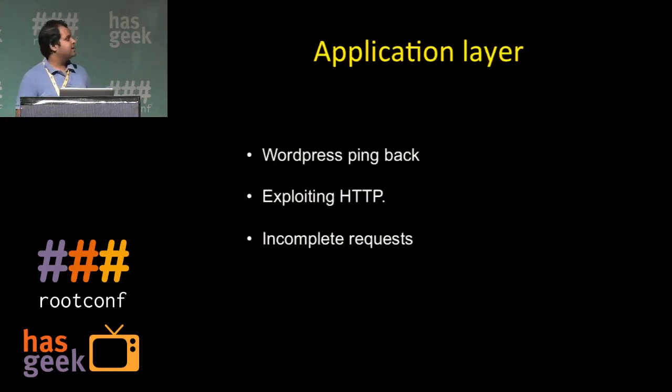Moving on to application layer attacks. Application layer attacks are slightly more complicated. Volumetric attacks were limited more to layer 4. Application is more towards layer 7. Recently, one of the attacks that we've seen is a WordPress pingback. I'm not 100% sure what it is, but from what I've gathered, if you link a site on your WordPress, WordPress keeps sending a pingback request to the address. So we saw a couple of thousand requests coming in recently, exploiting HTTP.